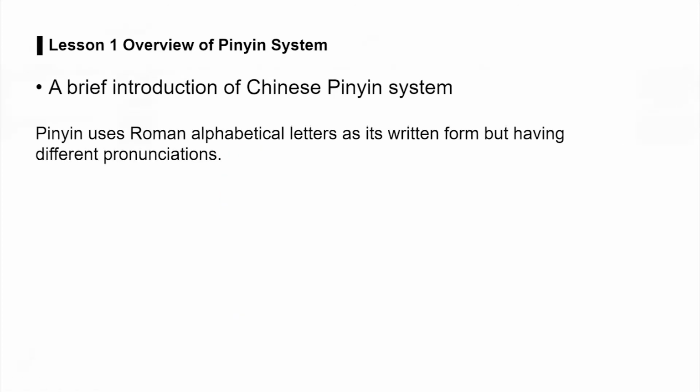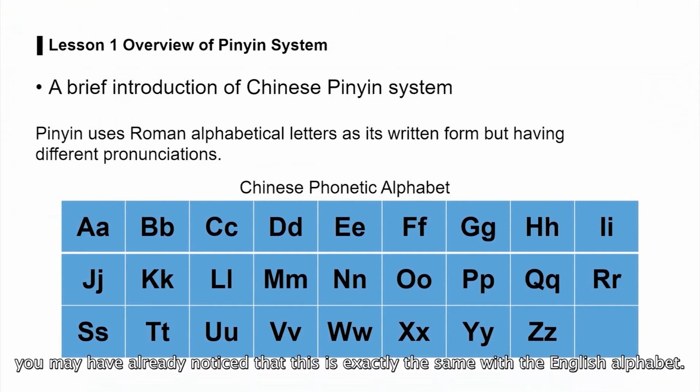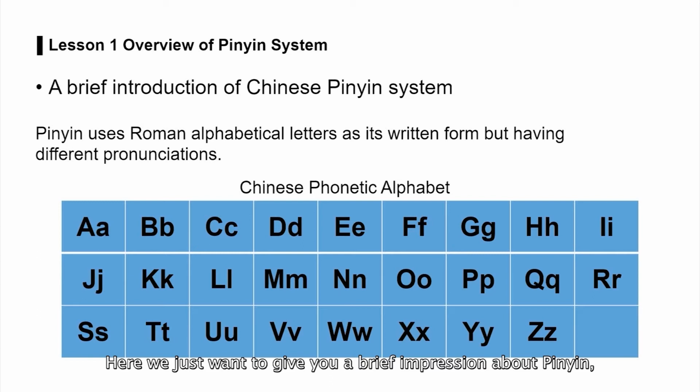Pinyin uses Roman alphabetical letters as its written form, but with different pronunciations. This is the Chinese phonetic alphabet. You may have noticed that this is exactly the same as the English alphabet. Here we just want to give you a brief impression about Pinyin. We will learn about all of these letters in detail in later courses.